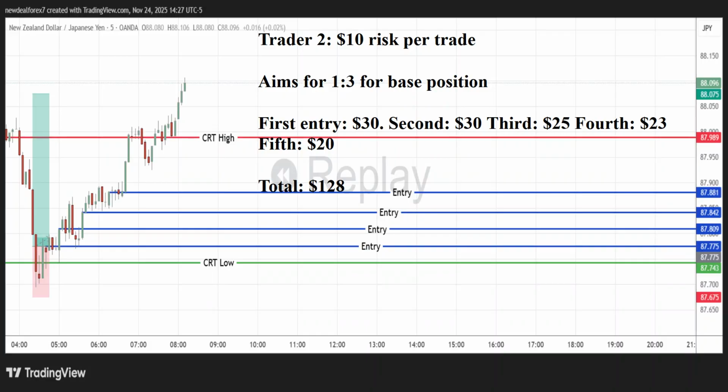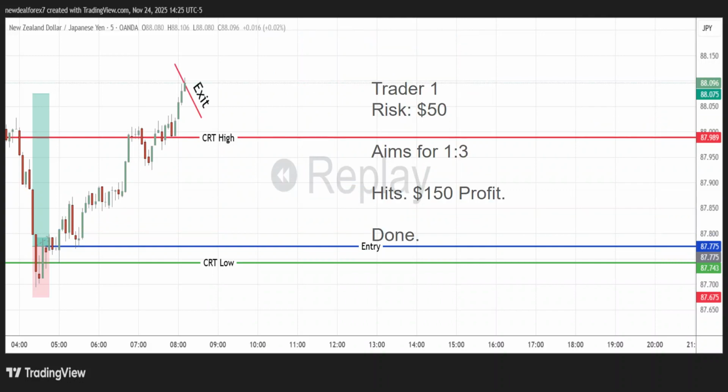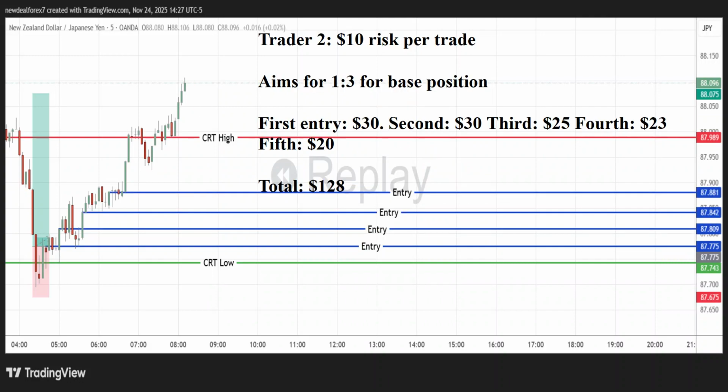So the first one, and I think I only included 4 in here. I meant to add another one, but I did not. I apologize. But let's just say though that his first entry makes about 30 bucks, the second one 30, third one 25, the fourth one 23, and the fifth one 20 bucks. So that would have been 1 to 2. Risk 10, make 20. So his total was 128 after everything closed out. Same price action as we can see, but different approaches to risk.